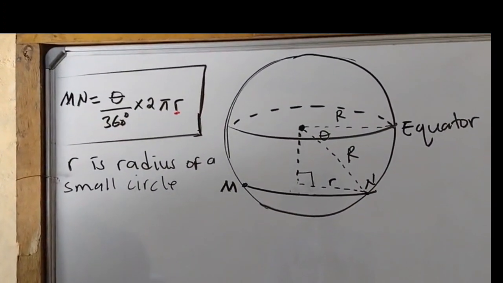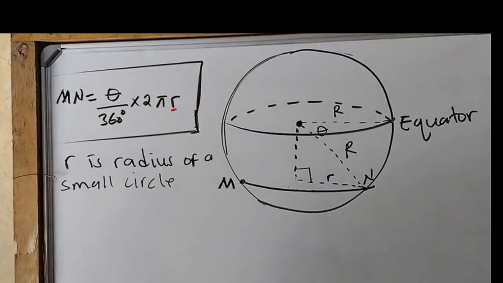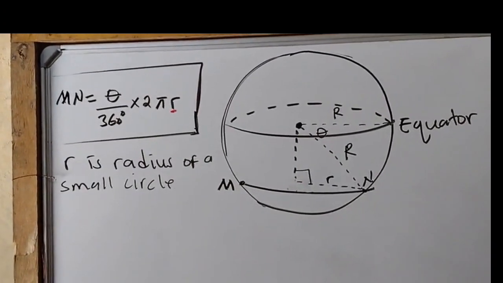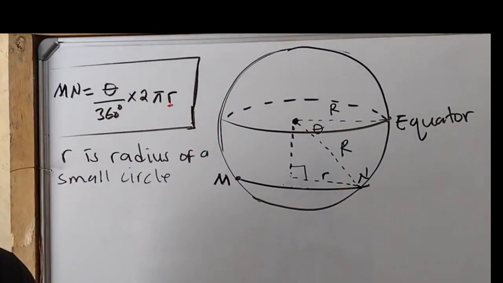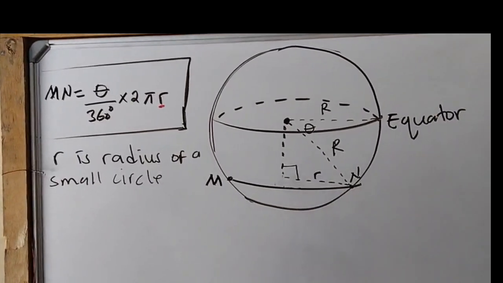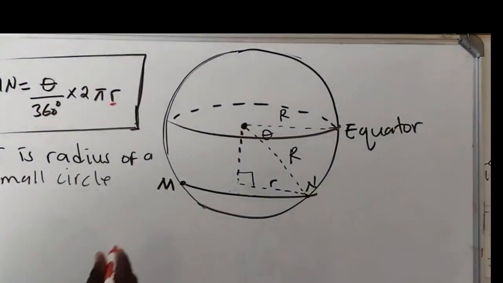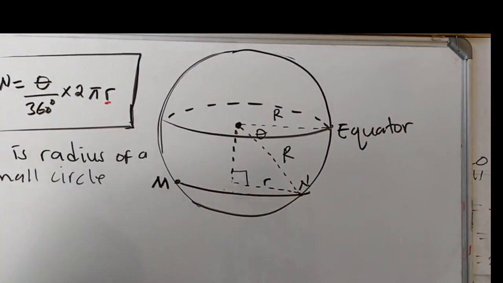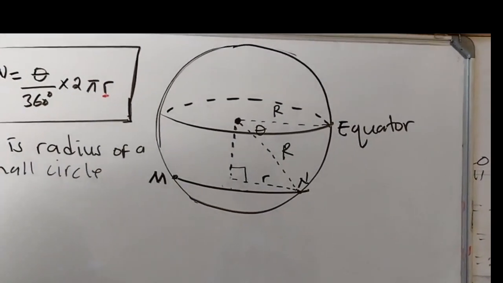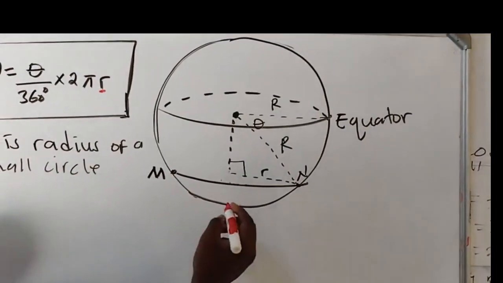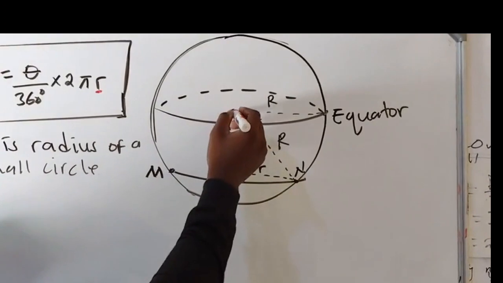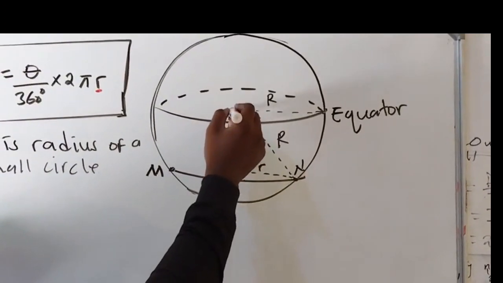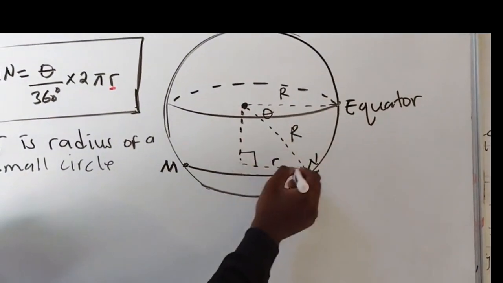How can we find r? If you want to calculate the radius of the small circle, you have to look at the small circle passing through points M and N. When you look at this, you're going to have an angle subtended from the equator here. So from this equator you can see what we have come up with.